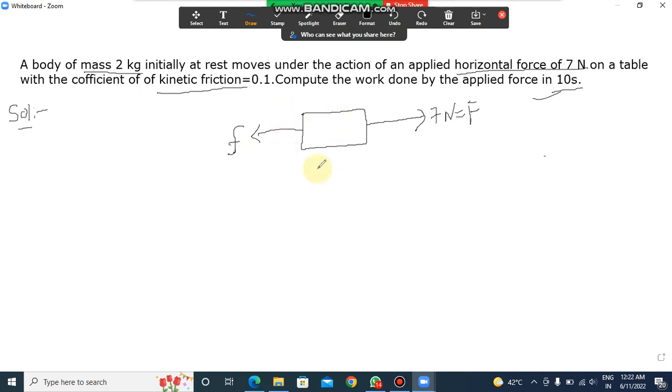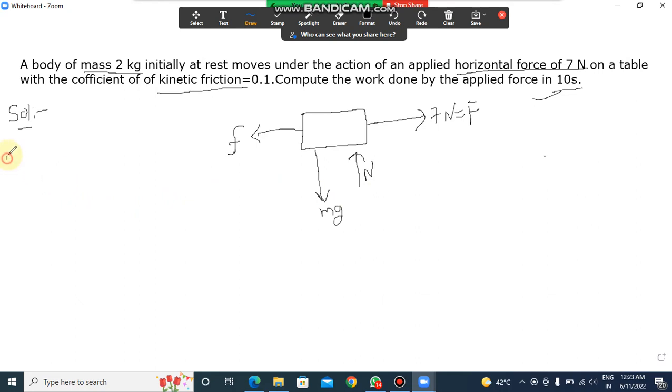Okay, so this is the object. Every object has a mass, and if there is a mass, there is always gravitational acceleration also. So the weight of the object will always be downward, which is mg. And you know Newton's third law, that every action has an equal and opposite reaction. So opposite to the weight, there will be one force, which is the normal force. So this is your diagram.